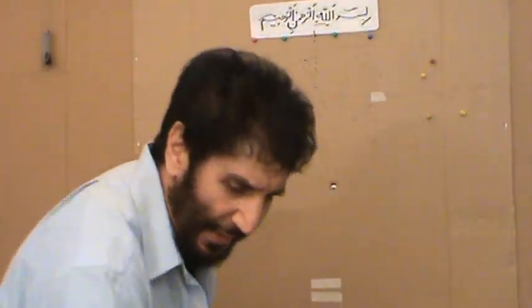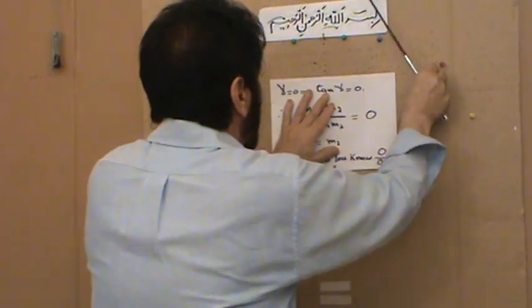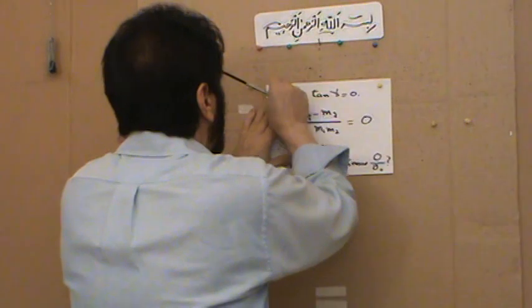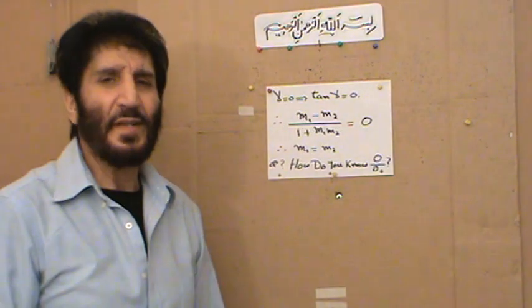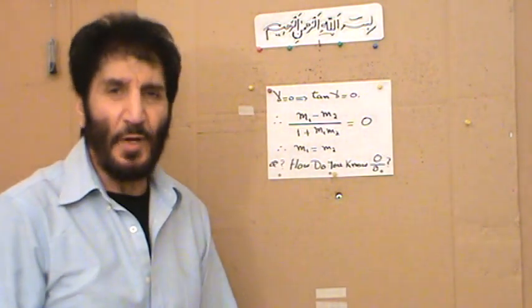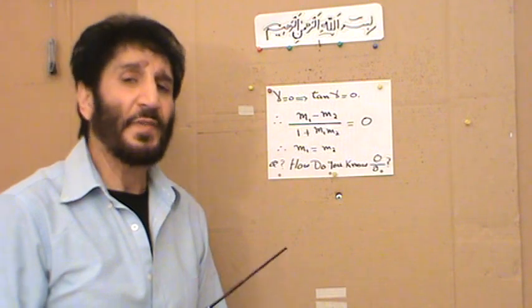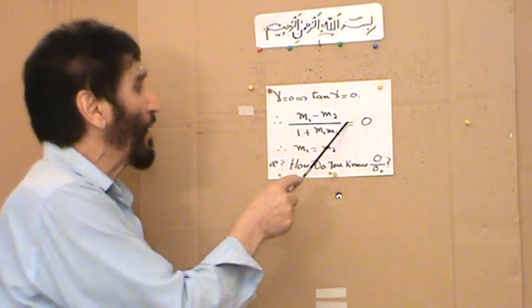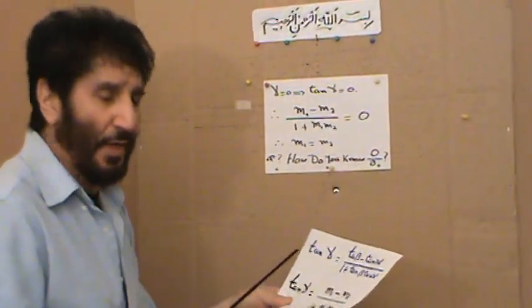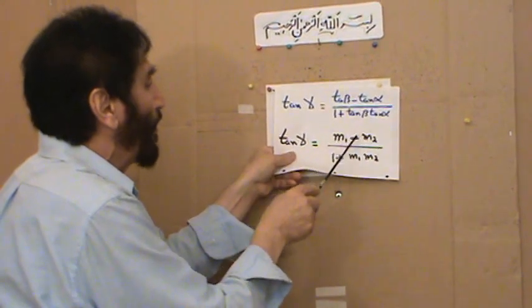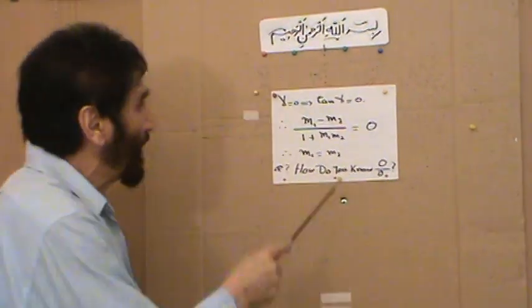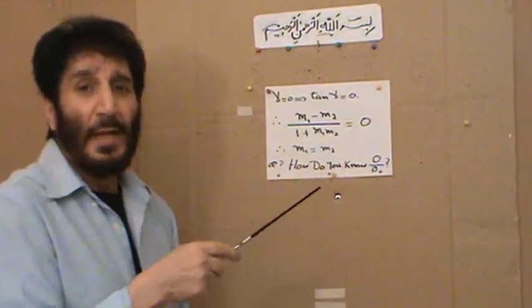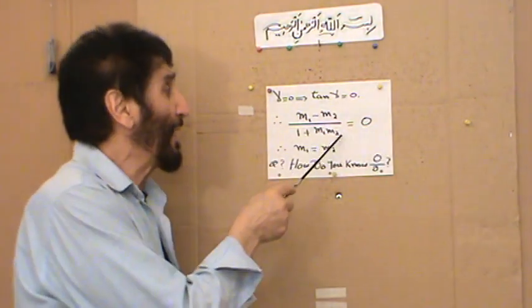So remember what I just said, huh? So now if gamma is 0, what does that mean? It means tangent of gamma is 0. Is that right? So if tangent of gamma is 0, tangent of gamma was equal to this. You remember that? Tangent of gamma is equal to m1 minus m2 over 1 plus m1 m2. So tangent of gamma equals this fraction. So when we say gamma is 0, we are saying this fraction is 0.